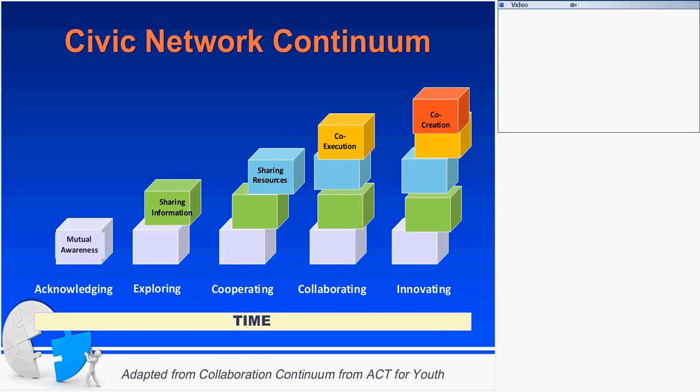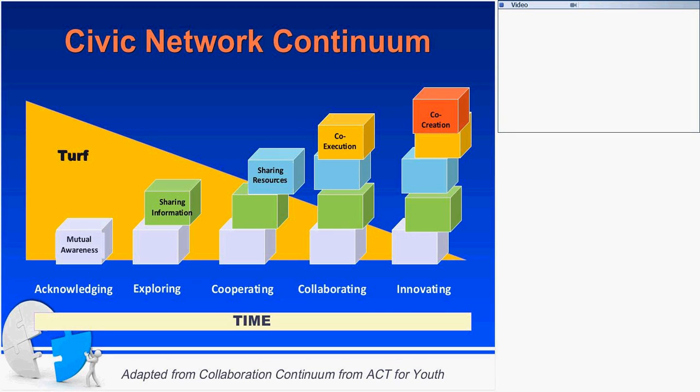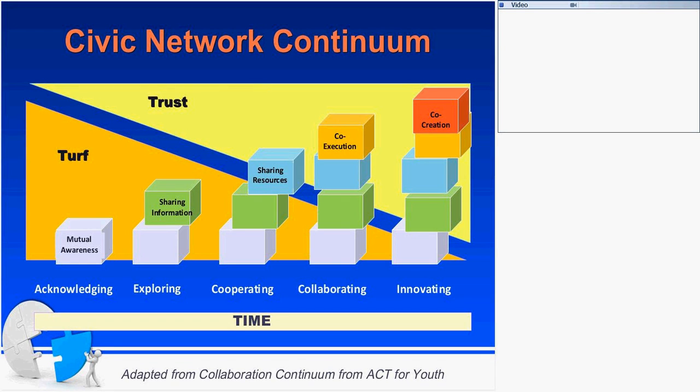A couple of other dynamics are at work here, though. Turf issues, we all deal with that. You can acknowledge one another when turf issues are high. You even acknowledge your enemies. But turf issues have to be pretty low when you start innovating, and that takes time. The other dynamic is trust. You have to have a lot of trust to do this mutual awareness thing. You have to have tons of trust in order to innovate together. You're putting yourself out there. You're sharing the risk. So I found this a way to think about the evolution of these community structures of collaborating and innovating together.